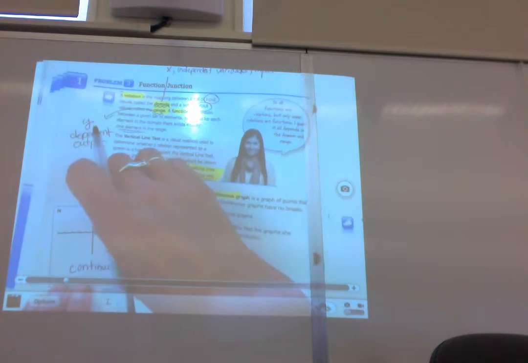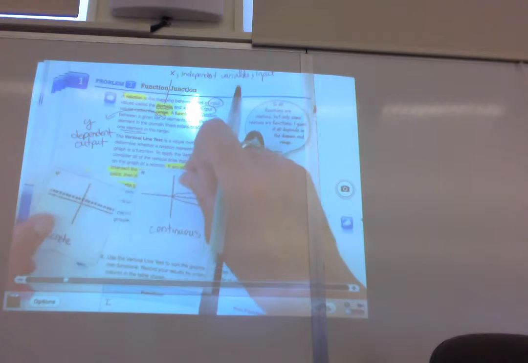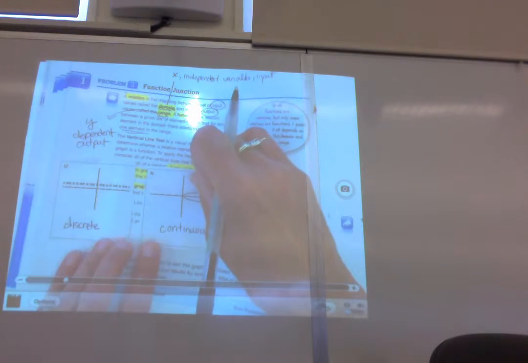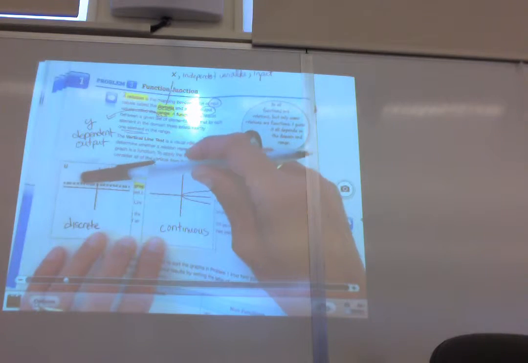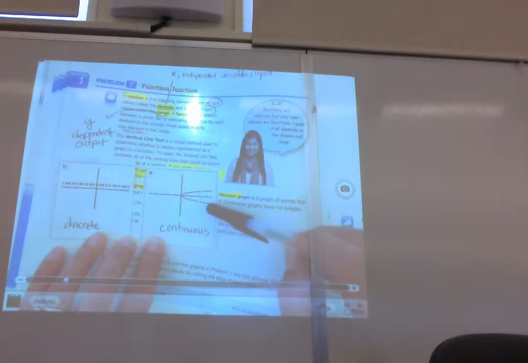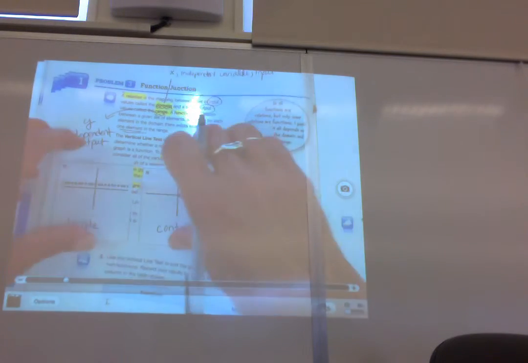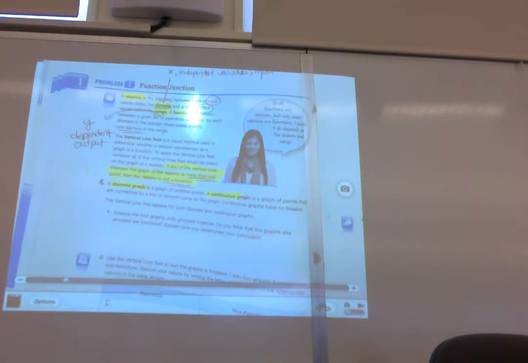All right. So 2 new terms here are discrete. All the dotted ones are discrete because it jumps from one point to the next. Continuous is a smoothish line graph. All right. I'm going to set those aside.